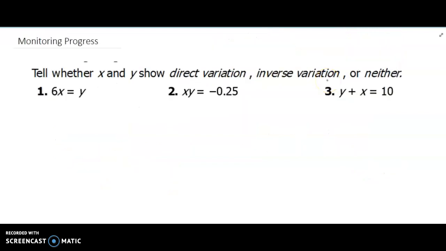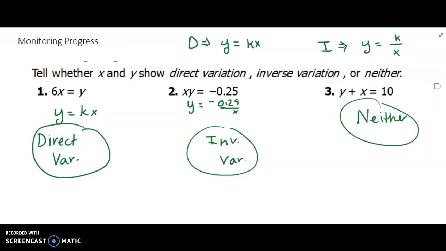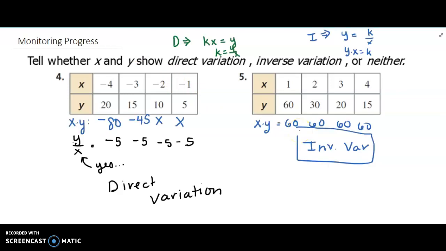All right, real quick, go ahead and pause this video and do the monitoring progress, and then we'll go over. All right, so if you go ahead and work these three out, they shouldn't have taken you very long, and this is what you should have gotten. All right, same thing with this monitoring progress. If you want to go and look at these tables, and decide whether they're direct or inverse, go ahead and pause this and then we'll go over. All right, so this is what you should have gotten for these.